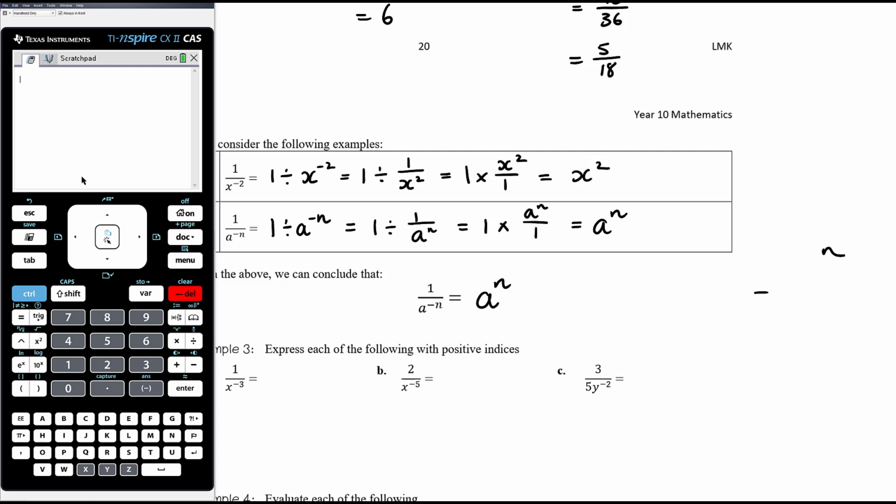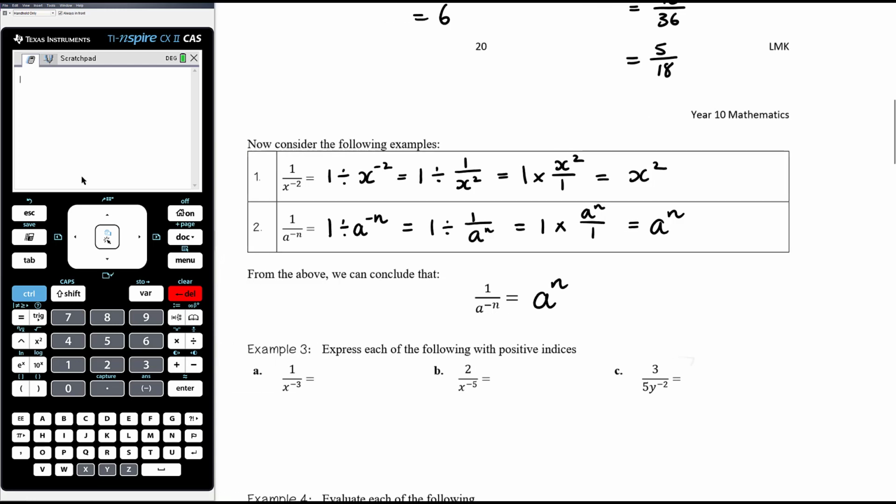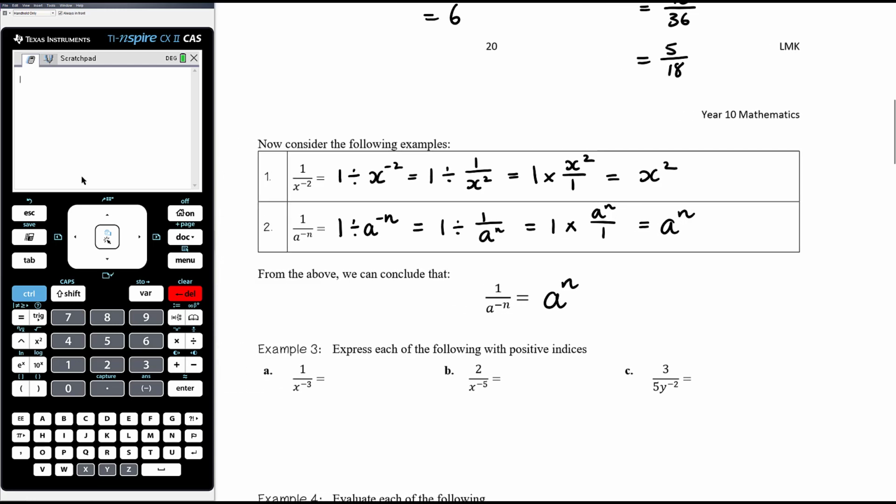So the negative, as I said, has nothing to do with multiplying by a negative. It's all about the idea of taking the reciprocal. Remember, if you've got p over q, the reciprocal of p over q is q over p. So it's about flipping fractions.